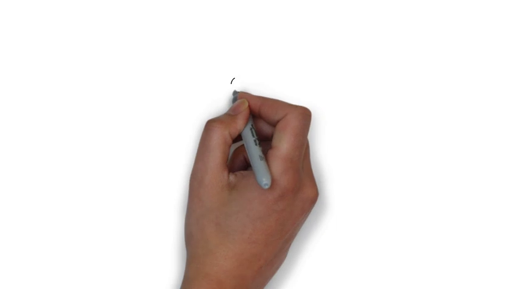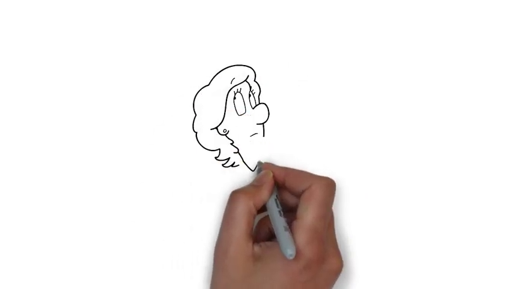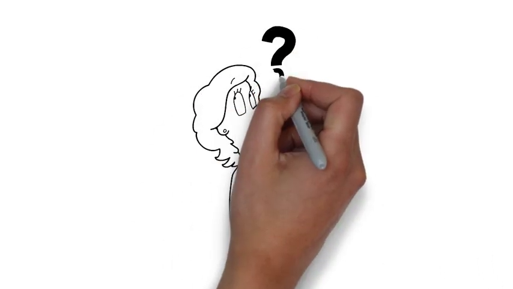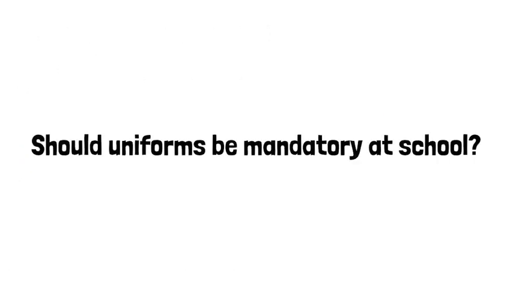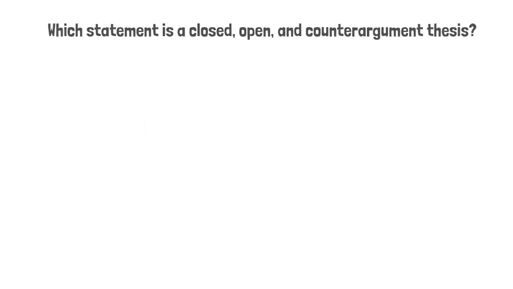Now let's see if you can identify these 3 kinds of thesis statements. Here are 3 thesis statements written in response to the prompt, "Should school uniforms be mandatory at school?" Guess which one is closed, open, and counterargument.